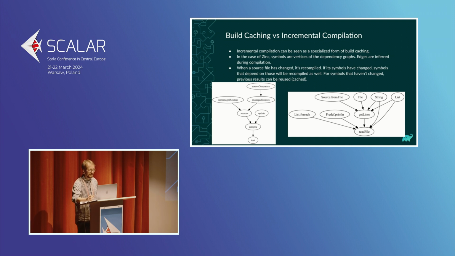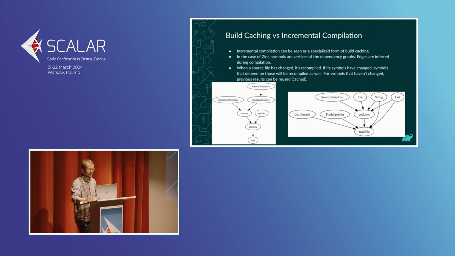Because we're all Scala developers here, and I guess we're all familiar with incremental compilation, I thought it was interesting to draw some parallels between build caching and incremental compilation. So incremental compilation, we can see it as some kind of very specialized form of build caching. If we take the example of Zinc, Zinc compiles the code and it extracts the symbols, which are the types, classes, values, functions, and so on that you define. And those would be the vertices of the dependency graph that it creates. While it's compiling, it's also analyzing dependencies between those symbols, which end up being the edges of this dependency graph.